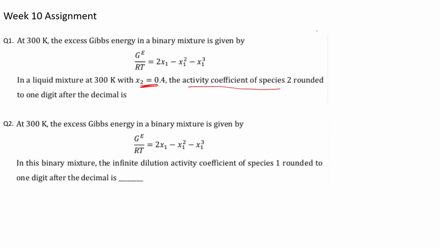So when we have G by RT, we want to find ln gamma 2, which is equal to G2 bar E by RT, which is equal to the partial derivative of N G by RT with respect to N2 at constant temperature, pressure, and N1.